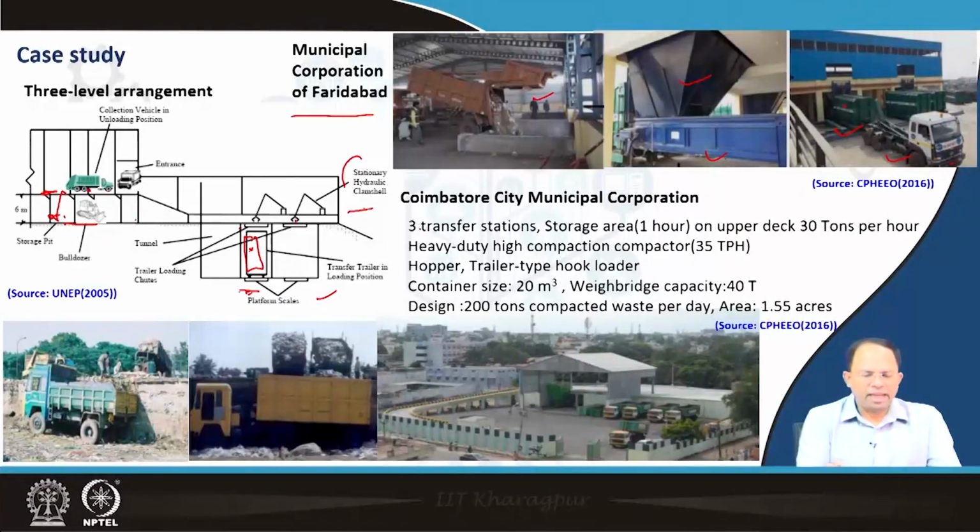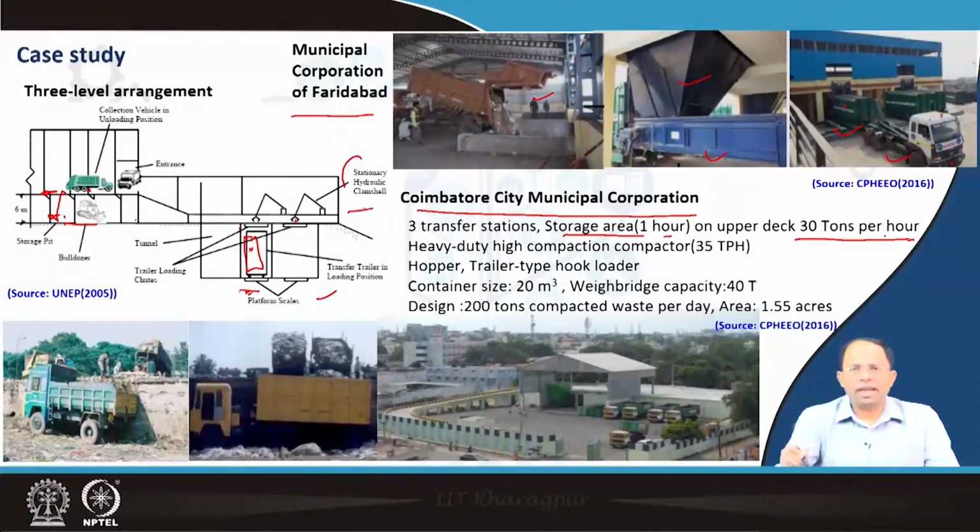Now, the second case study is about Coimbatore City Municipal Corporation. Here in Coimbatore, they have set up 3 transfer stations, and the storage area that they have created in this transfer station is for 1 hour, peak hour of course, and it's on the upper deck. So it's a split level site, it's on the upper deck, and the capacity is 30 tons per hour. So that's the area of storage.